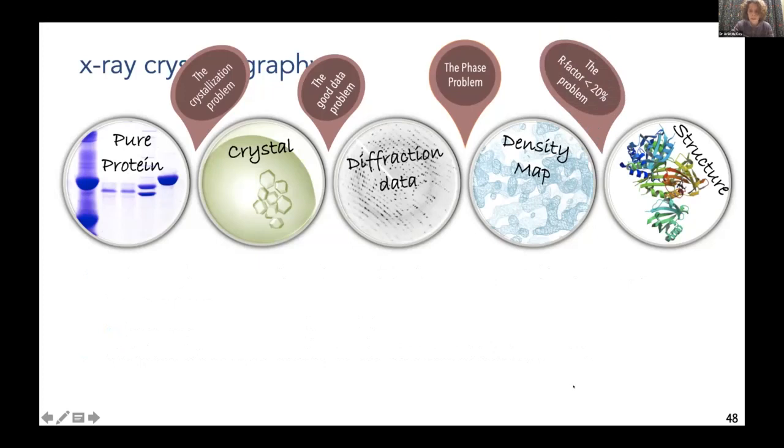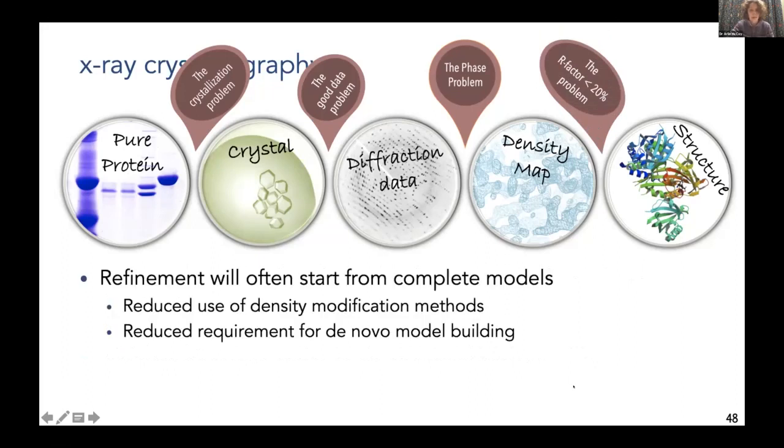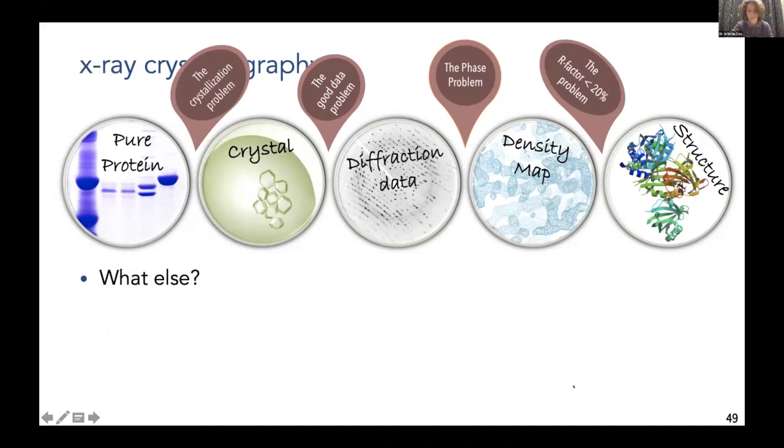And then I'm going to paraphrase, this is the R factor less than 20% problem. If you want to shoot me for putting it that way, you'll have to wait until the end of my talk. But the refinement will often start from complete models, with reduced need for density modification and de novo model building. And possibly there'll be increased use of MRSAD, although possibly that will be SoSAD for difficult cases.